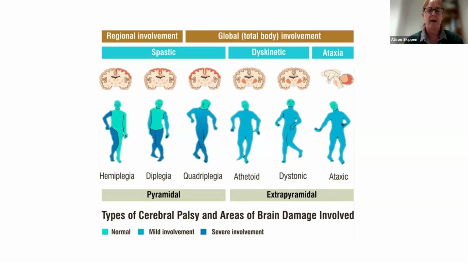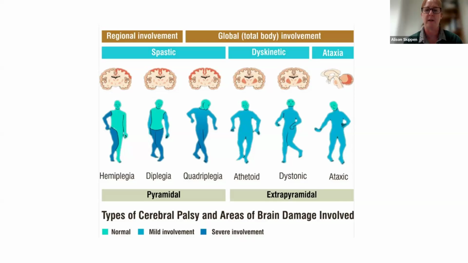And it usually causes a scissoring appearance of the lower limbs because they're so tight with increased tone and spasticity. And then you can have quadriplegic, so obviously that will be all four limbs affected. And then going into your dyskinetic cerebral palsy, which is caused by injury to the basal ganglia.